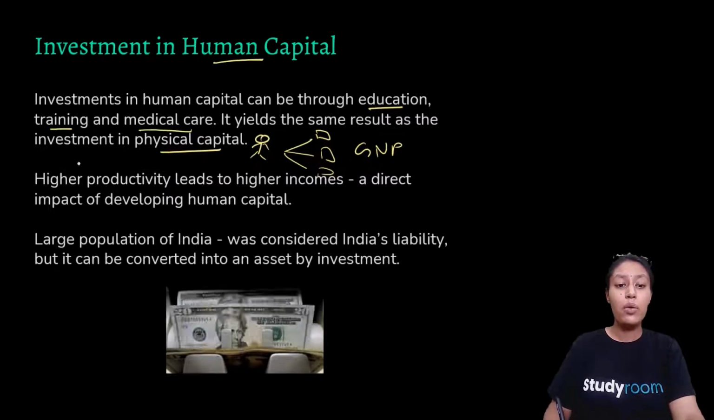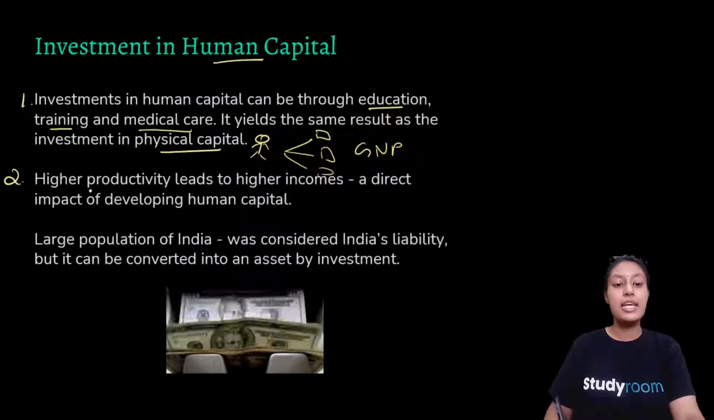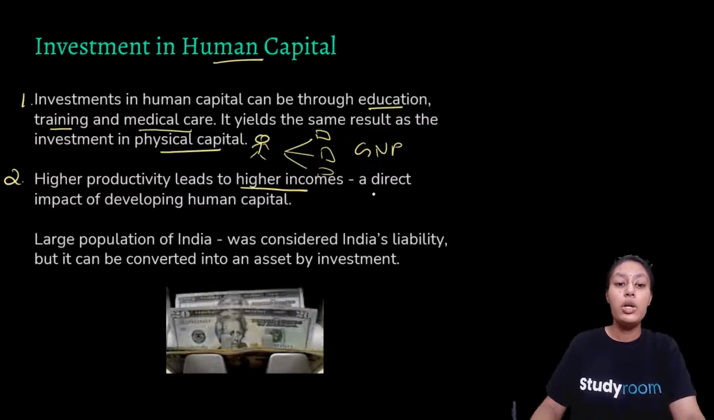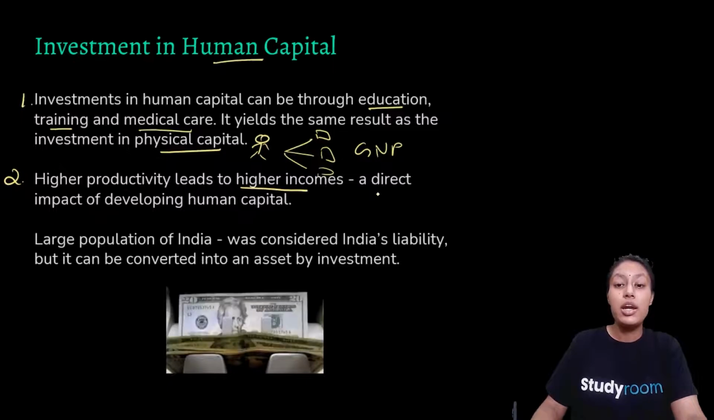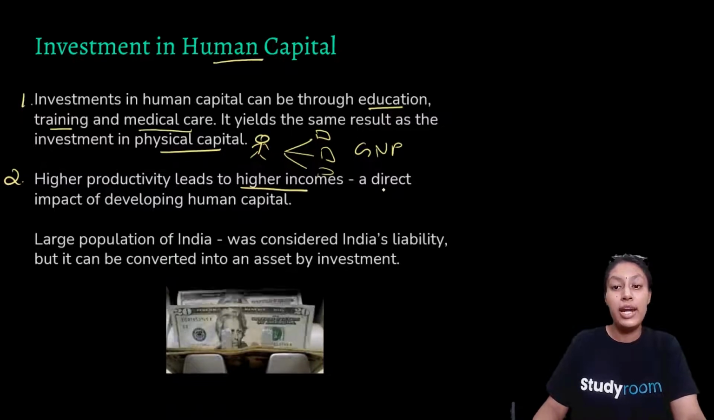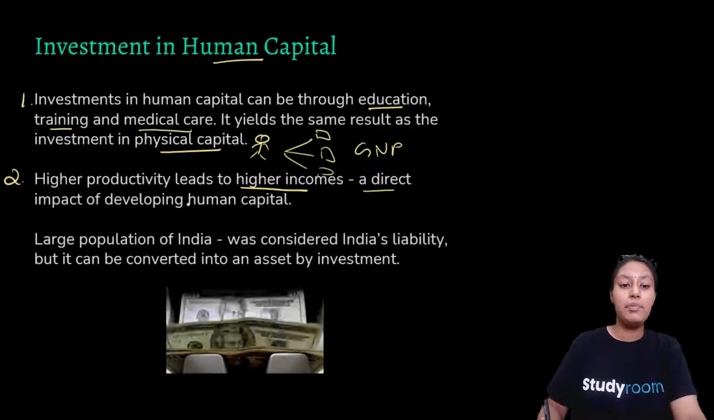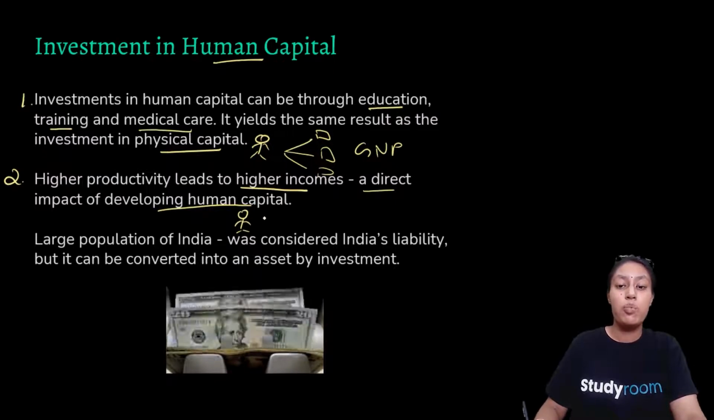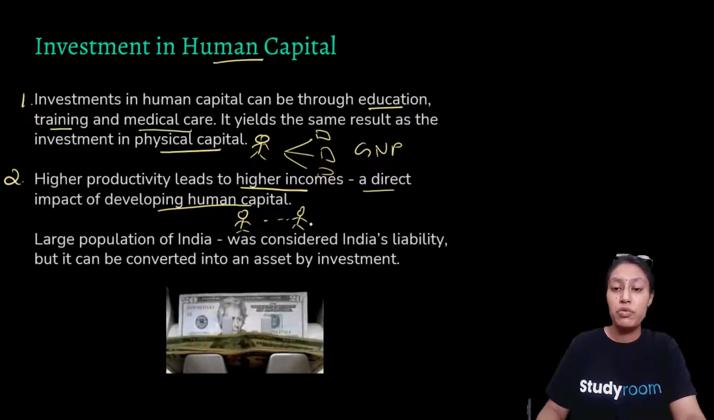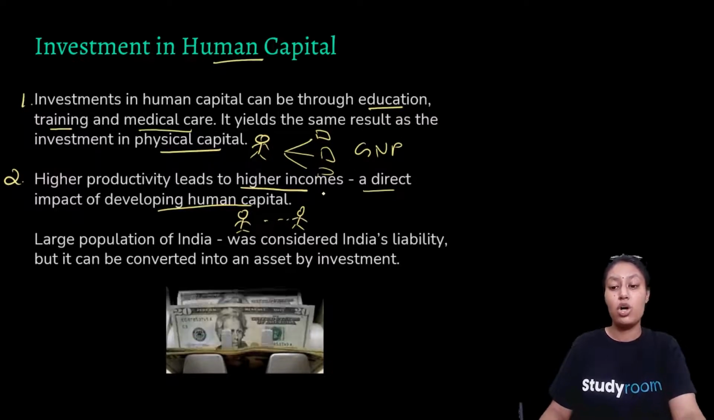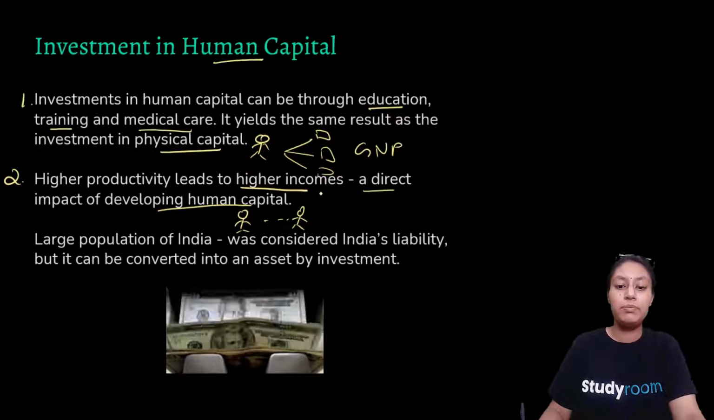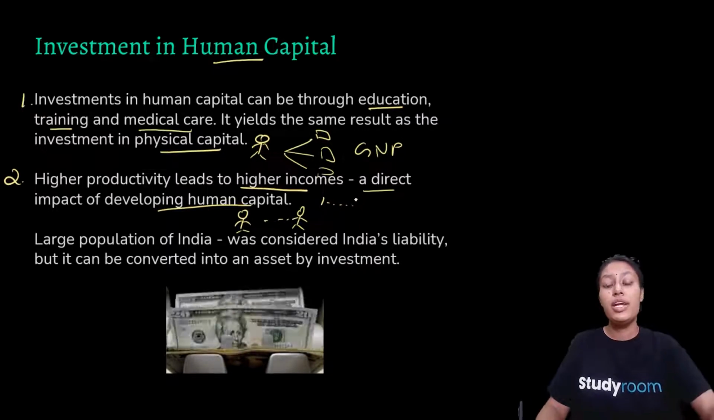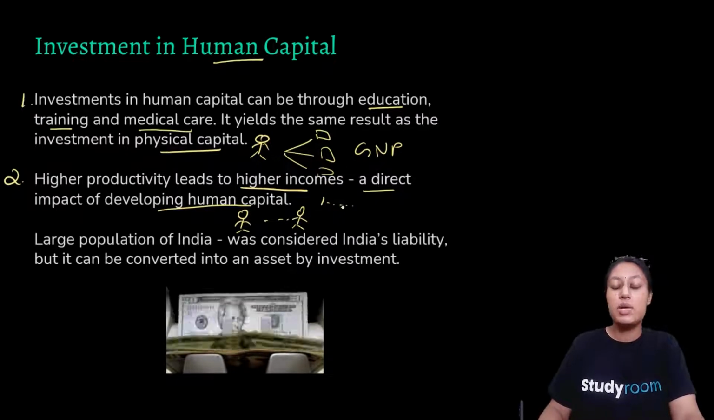Now, first point is this, the investment part. Second is higher productivity leads to higher income. Definitely, when an individual starts earning good, it leads to a greater impact on the society. So a direct impact on developing human capital. One person earns good, and he also makes sure that many people with him earn good. For example, if we take the example of Tata Enterprises or any such big company, they are employing people under them who are further generating human capital, right? So somewhere it is making a direct impact.